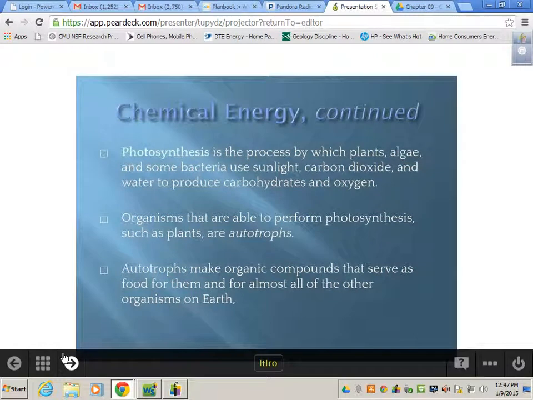So photosynthesis is the process by which plants, algae, and some bacteria use sunlight, CO2, and water to produce carbohydrates and oxygen. Everybody say photosynthesis.